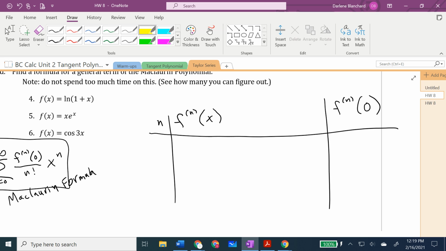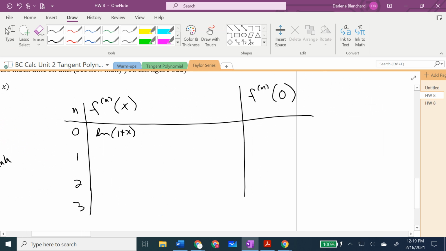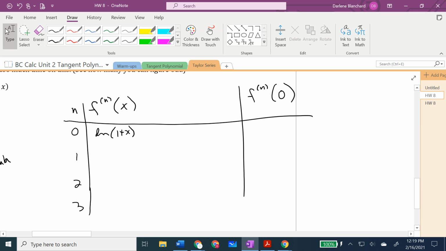But we set up this table to figure out this particular portion of the formula. If I'm going to have 4 non-zero terms, then I'm going to at least have to find for n equals 0, 1, 2, and 3 to get 4 things. The function is natural log of 1 plus x. And I'm just going to go deriving. Deriving we will go, deriving we will go.